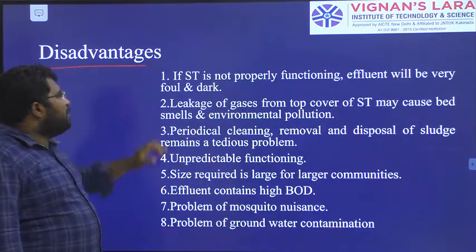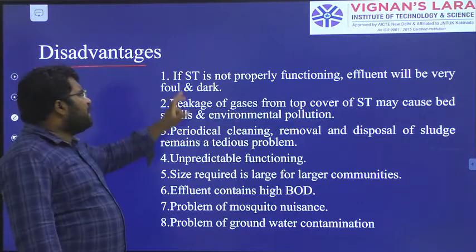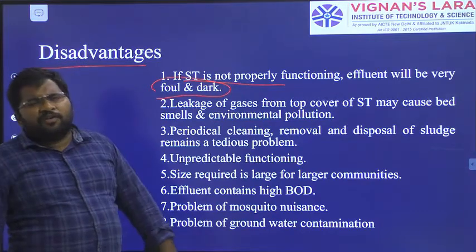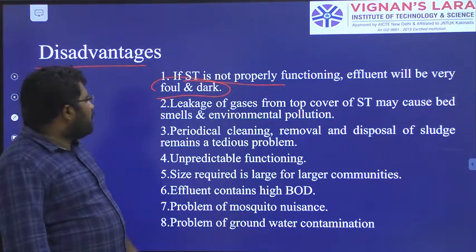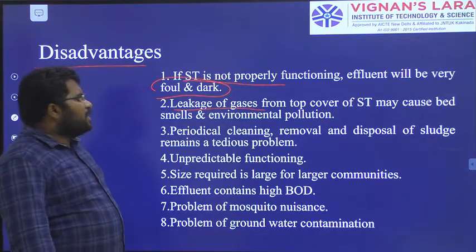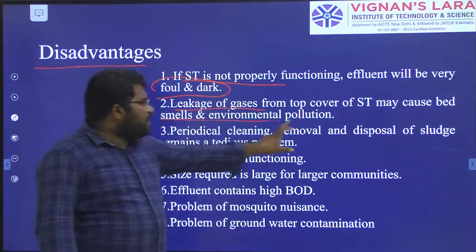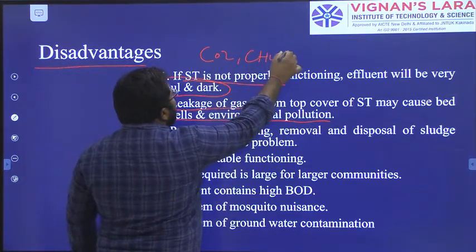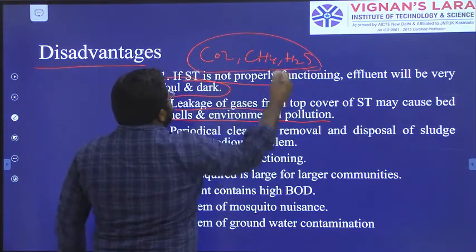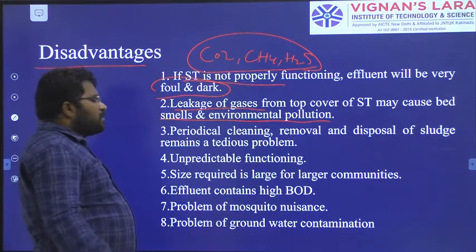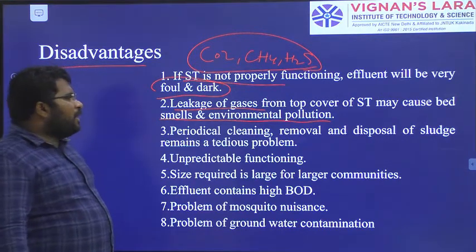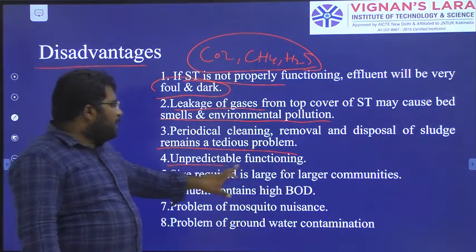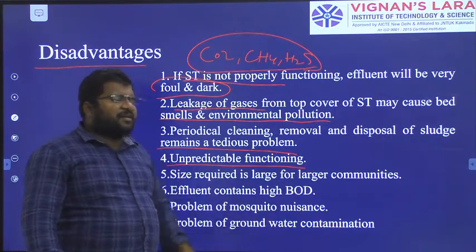Then coming to the disadvantages. If the septic tank is not functioning properly, the effluent will be very foul and dark, and will give some smell. Leakage of gases from the top of the septic tank may cause bad smells and environmental pollution. If you are releasing CO2 or methane, these are greenhouse gases, which cause serious environmental pollution. Next, periodical cleaning, removal and disposal of sludge remains a tedious, very difficult problem. Next, unpredictable functioning; we don't know when it is going to work and when it is not.